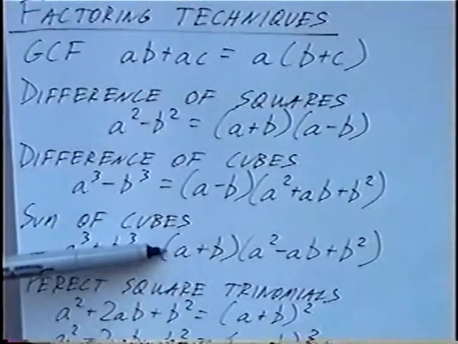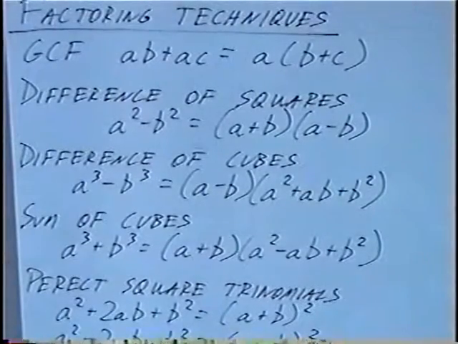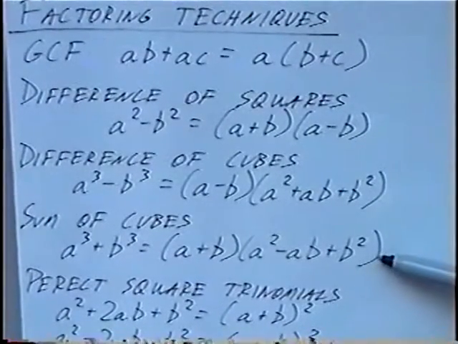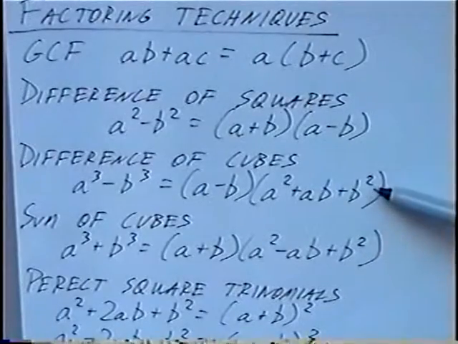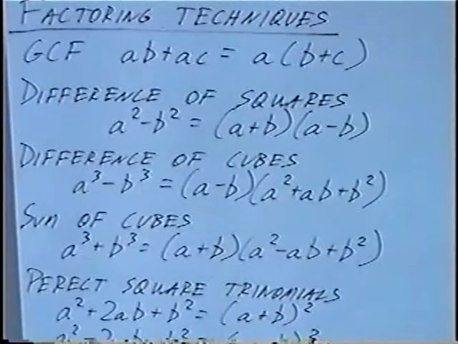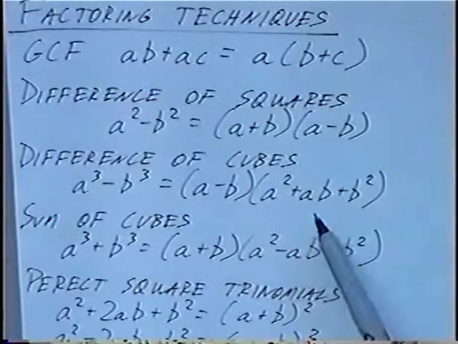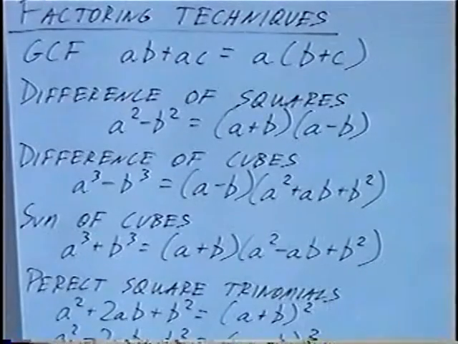Sum of cubes is similar to difference of cubes, but it's the addition of two perfect cubes. Again, taking the cube root, we'll have a plus b for the first parentheses. The second parentheses, the trinomial, is exactly the same as the difference of cubes. The only difference is you have minus ab instead of plus ab.